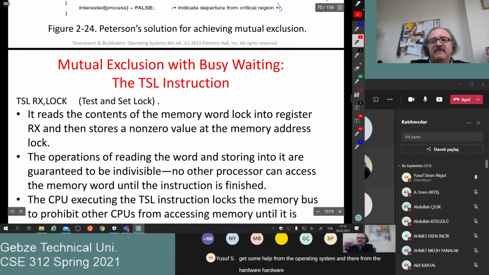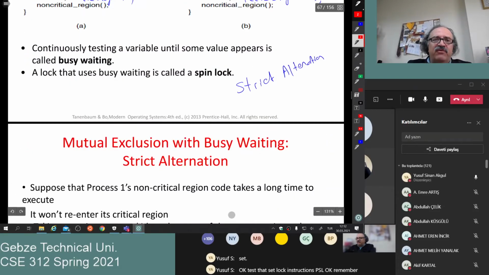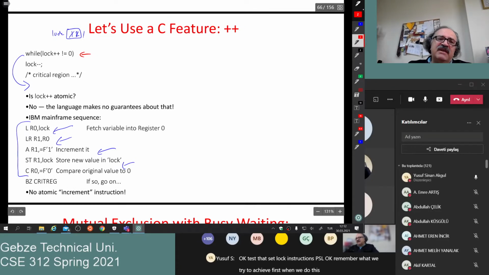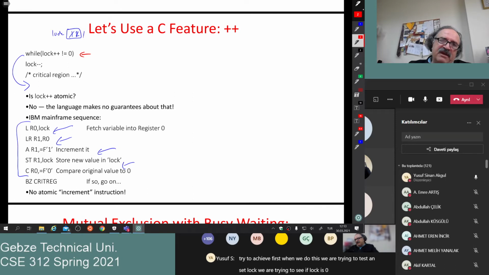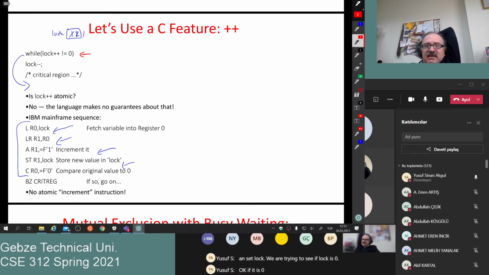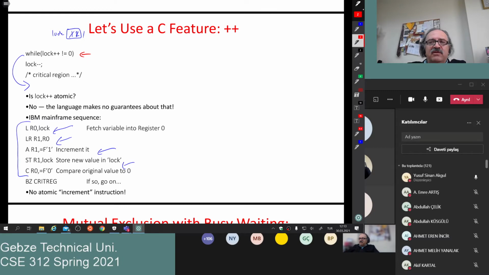Hardware help is this: the TSL instruction, test and set lock. Remember what we tried to achieve first. We are trying to see if lock is 0. If it is 0, just increment it and enter the critical region. That's what we tried to do, but that failed because this single line of C++ code translates into more than 6 lines of code. So that was a bad thing.